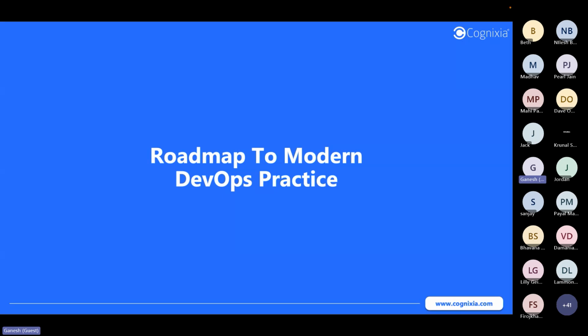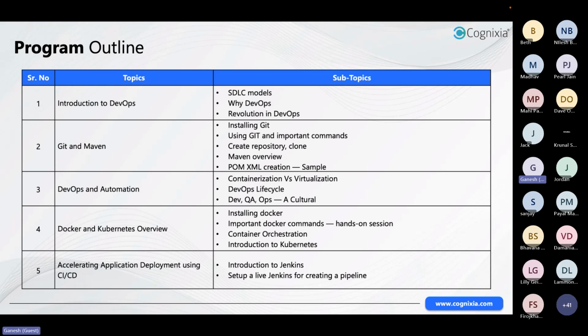So today we will be focusing on DevOps. It's a roadmap to modern DevOps practice. There is some outline I will walk you through, and then I will let you know the flow, like what we are going to do in 1 hour, right? Because the last 15 minutes will be more of question and answers, but I have 1 hour to make you understand a little bit of DevOps.